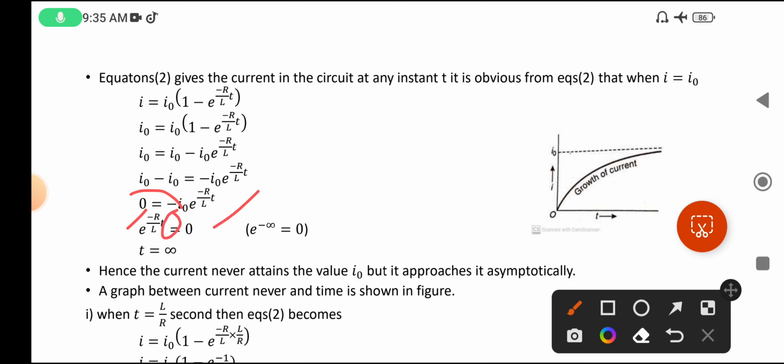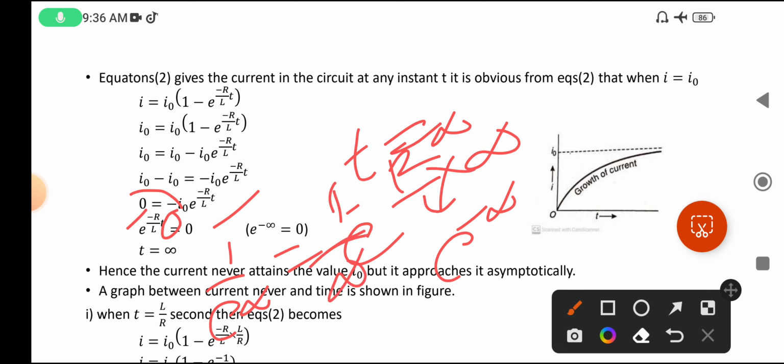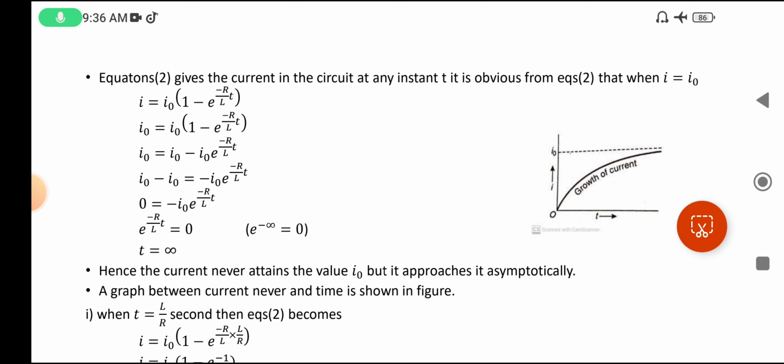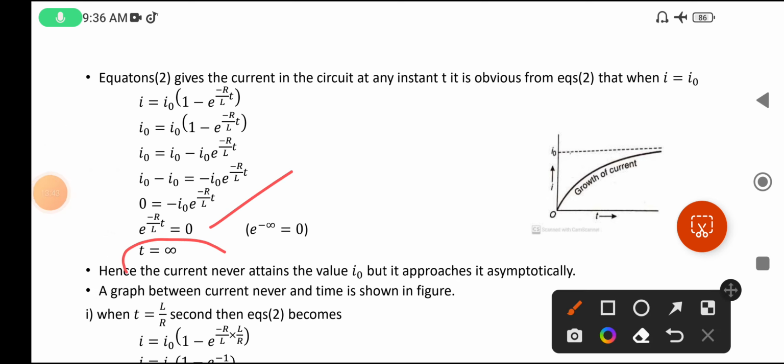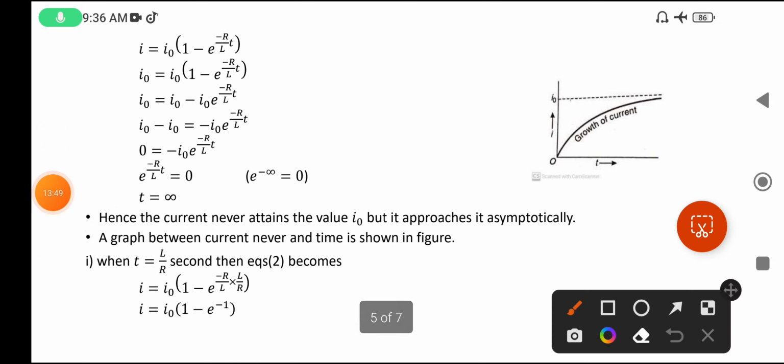So this term is 0 only when time is equal to infinity. Why? If you substitute infinity in the place of t in e power of minus R by L into t, that is e power of minus infinity. e power of minus infinity can be written as 1 by e power of infinity. 1 by e power of infinity is 1 by infinity, and something by infinity is always 0. So that is why we get 0 when time is infinite. So for the current to reach the maximum I naught, this much time it takes.